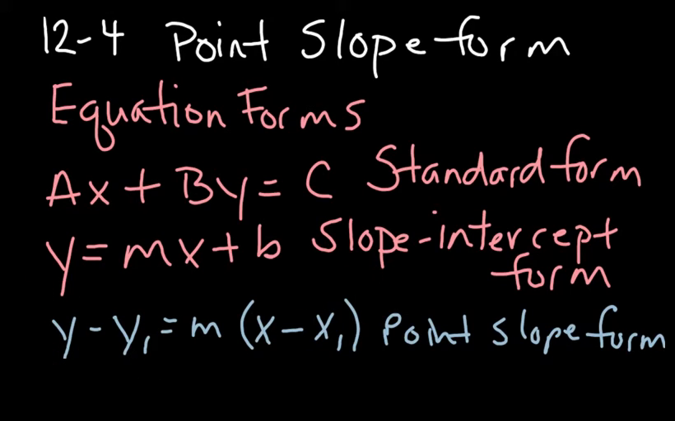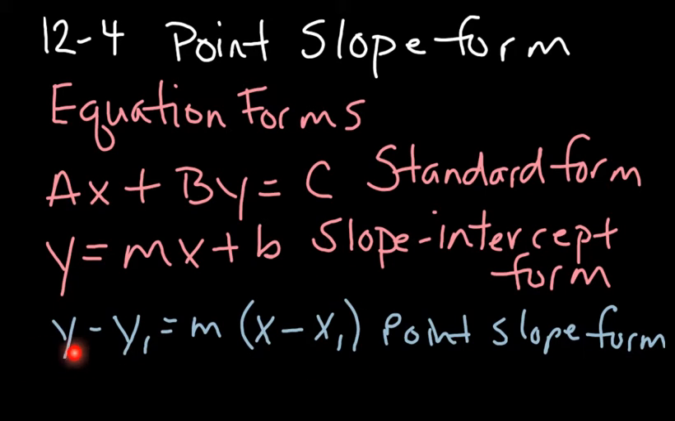Now, today we have a new form, and it's a very different form. So, very important for us to know the name that goes with the form, the name and the form. This one's called point-slope form. And it's interesting because it almost looks like slope-intercept form, except there's no b. But there is some interesting stuff happening here and here.